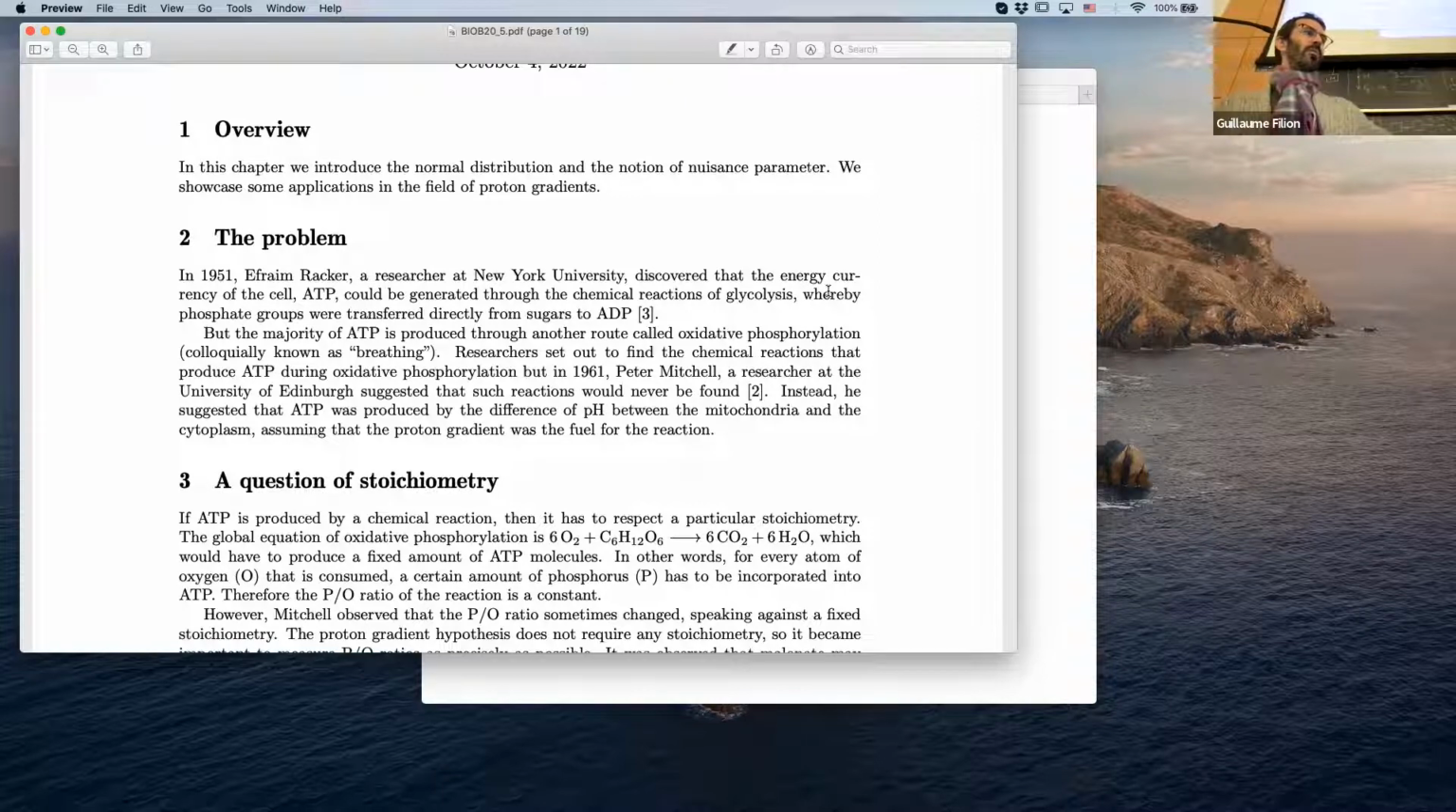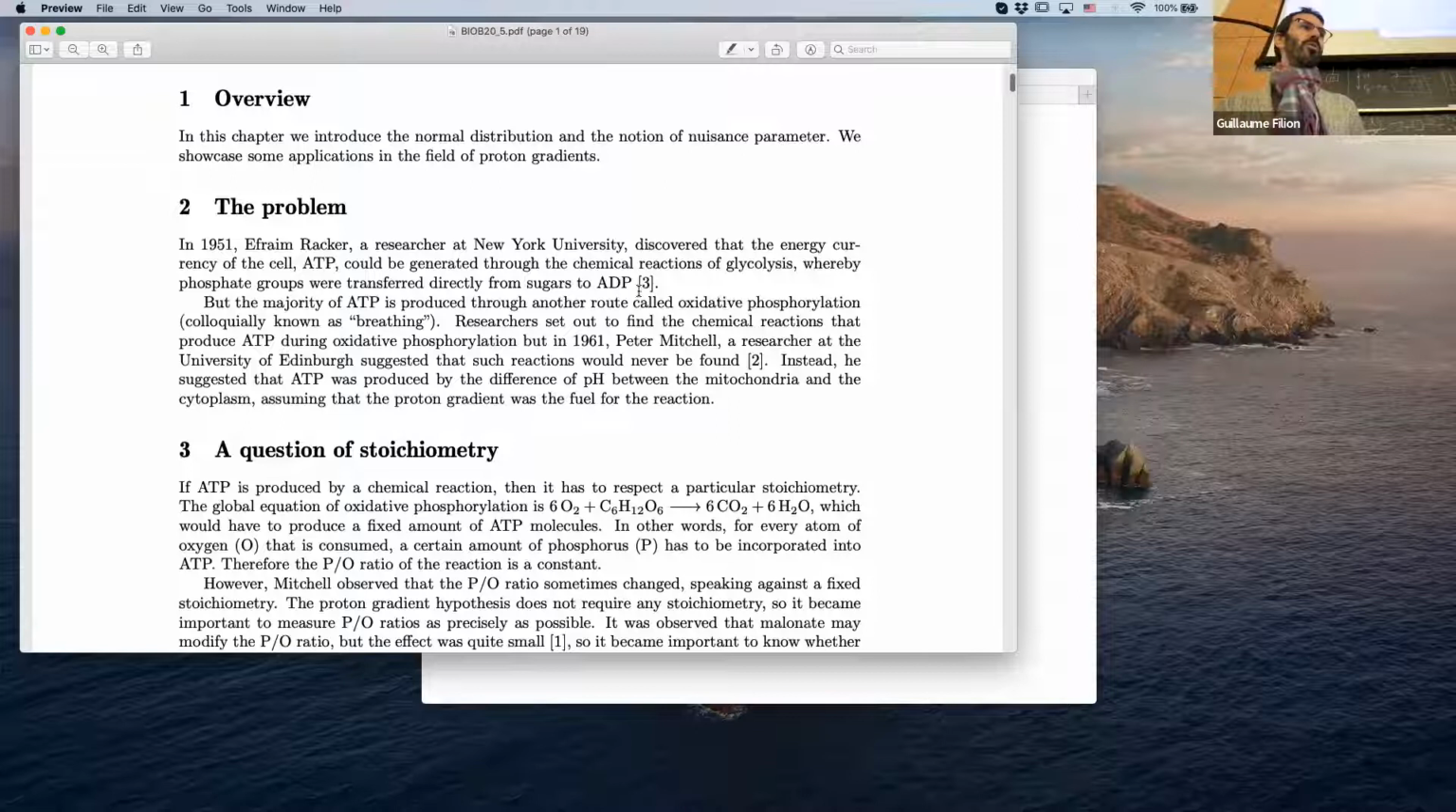In 1951, Ephraim Racker, a researcher at New York University, discovered that the energy currency of the cell, ATP, could be generated through the chemical reactions of glycolysis, whereby phosphate groups were transferred directly from sugars to ADP. That's something that, if you haven't learned this in biochemistry, you will. But the majority of ATP is produced through another route called oxidative phosphorylation, colloquially known as breathing.